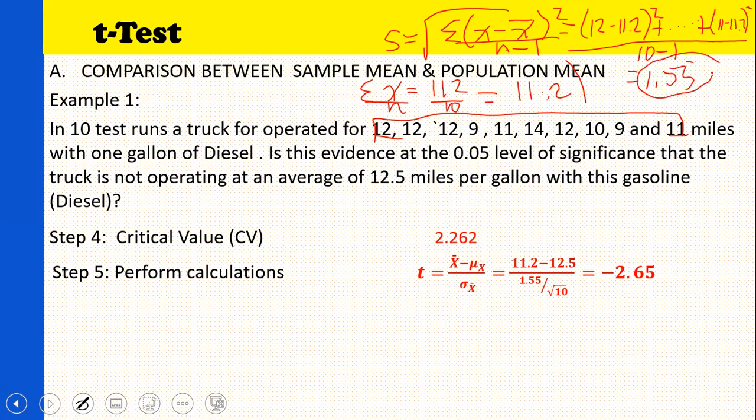Okay, let's move forward. So we have the standard deviation over the square root of the number of samples, which is 10, and that will give us t equal to negative 2.65. Remember, kanina we have already determined the critical value, which is 2.262, and since we are using two-tailed test, the absolute value is greater than the critical value, which is 2.262.